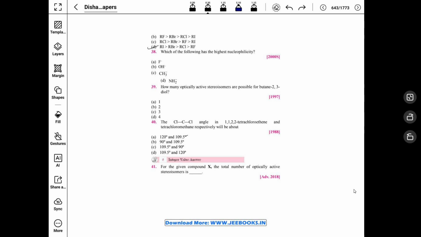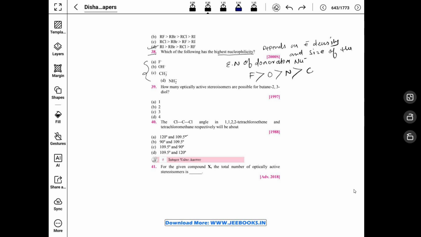Now, which of the following has the highest nucleophilicity? Nucleophilicity depends on electron density and size of the nucleophile. If the nucleophile is bulky, then its nucleophilicity will be lower. But here, the sizes are comparable, so what we have to see is the electronegativity of the donor atom. Chlorine is more electronegative than oxygen, oxygen is more electronegative than nitrogen, and nitrogen is more electronegative than carbon. Therefore, carbon will have more tendency to donate its electrons. So carbon will have the highest nucleophilicity, and the correct answer is C.